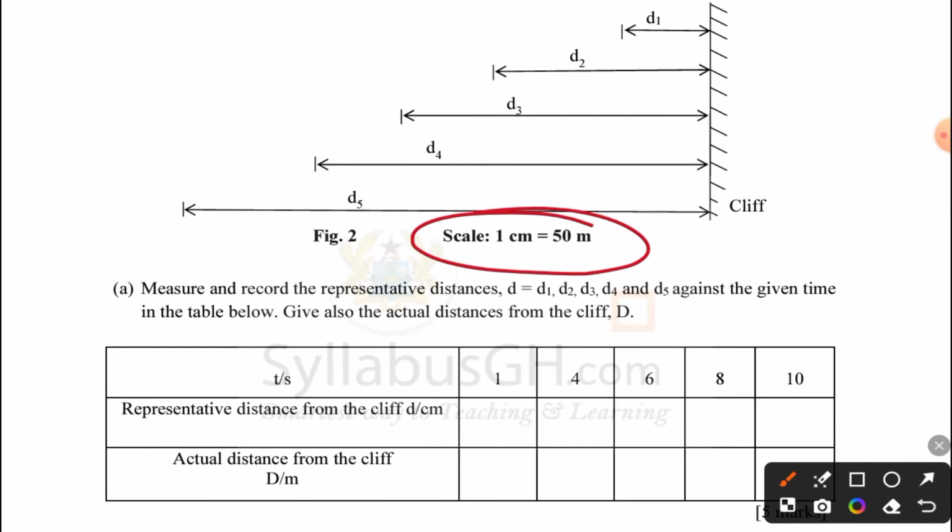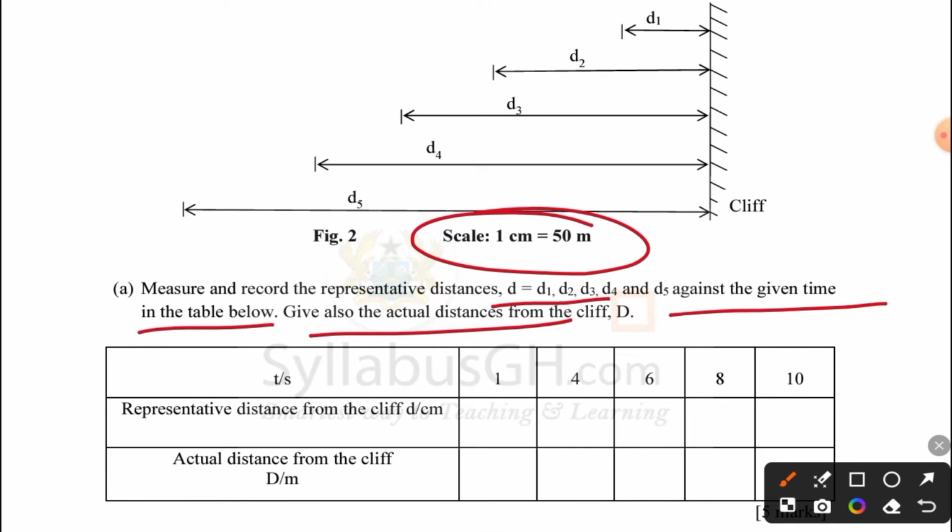Welcome to the last part of this video where I'm actually going to use a scale to explain whatever I'm going to do. So I just want to focus on the scale. I wouldn't read any other thing else. So it says measure and record the representative distances D1 to D5 against the given time in the table below. Give the actual distances from the cliff, capital D. So now 1 centimeter to 50 meters means that on the field, there's a cliff. So every 50 meters of the cliff is drawn as 1 centimeter in a book. So that's what it means.